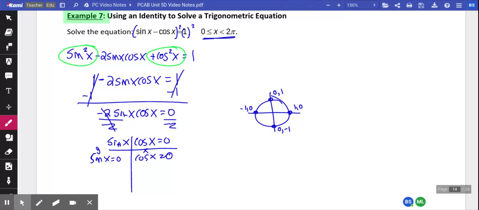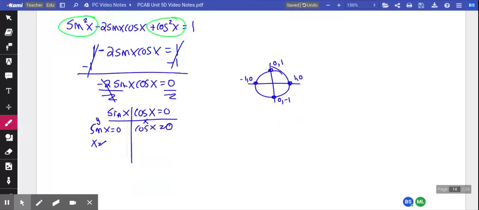But essentially, when is the y value equal to 0? That's when x is equal to 0. And that's when x is equal to pi. And then when is the cosine of x, or when is the x value equal to 0? That's at pi over 2. And that's at 3 pi over 2.